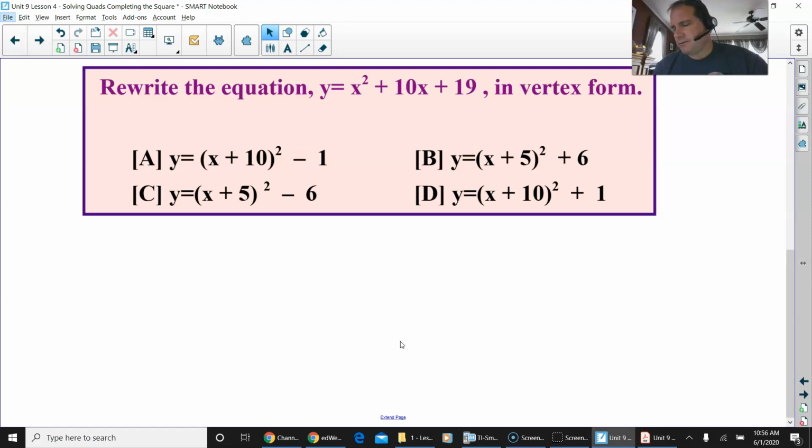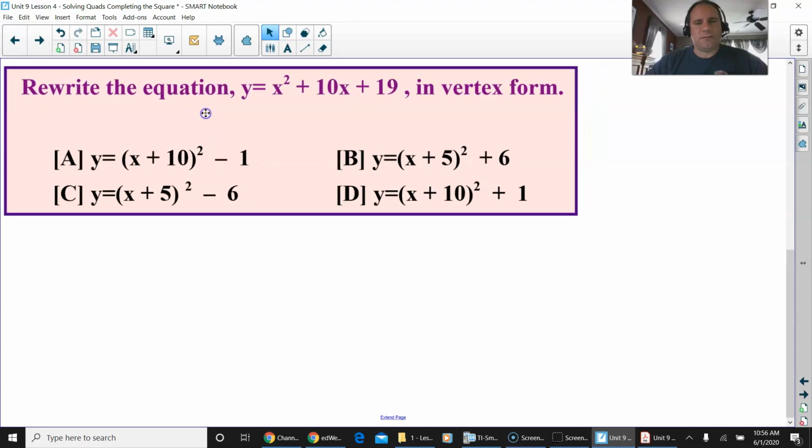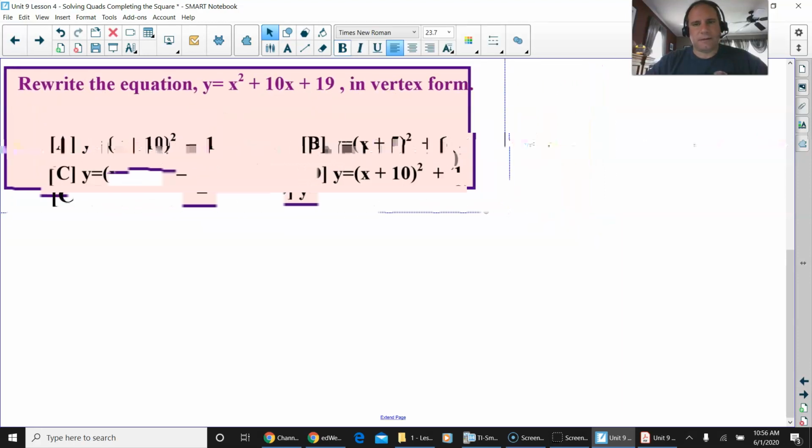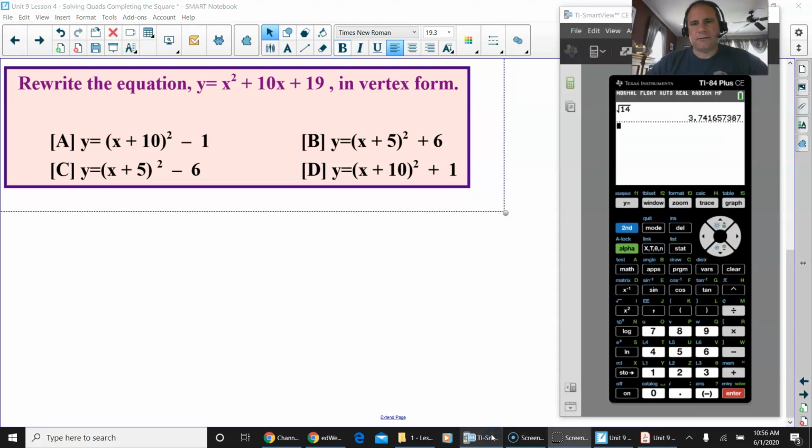And you could do it a couple of ways. You could either use your calculator, which is definitely the best way to go about this. So I'm going to move this over here, and I'm going to make it smaller. I'm going to bring up that calculator. When in doubt, use the calculator.